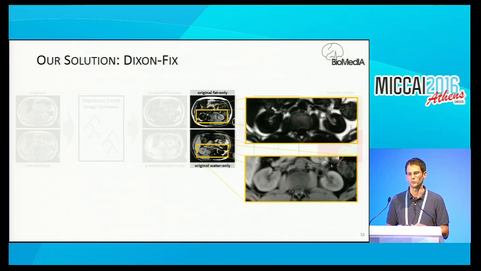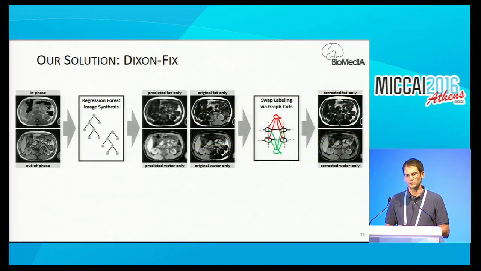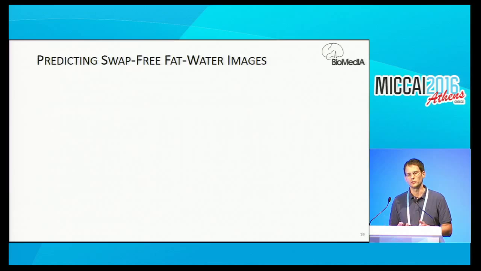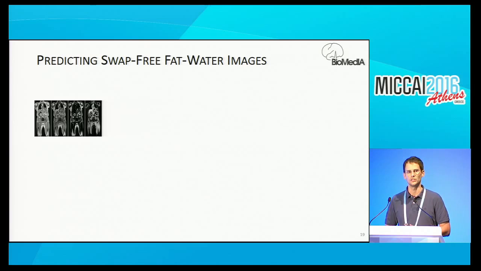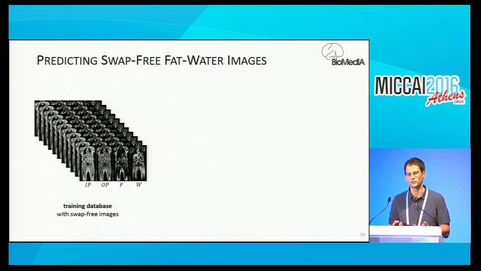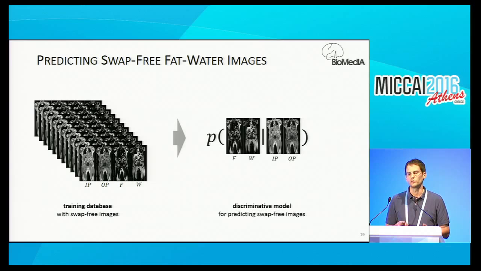So let's look at some of the details of our method. Basically, there are these two steps. In the first step, we try to predict these swap-free fat water images. In order to do this, the first thing we need is a database. So we collected images for which we know they are swap-free. This was done by visual confirmation. Once we have that database, our goal is to learn a discriminative model that allows us to take a test image, the in-phase and out-of-phase images, and predict swap-free fat and water-only images.